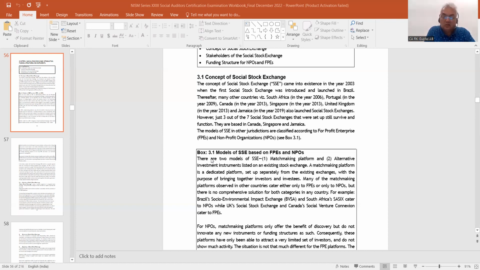And what is the model of this social stock exchange? One of the formats is a matchmaking platform. There are investors and there are investees. Let us understand the basics of this concept. Suppose there is a school. Now the school is providing education.